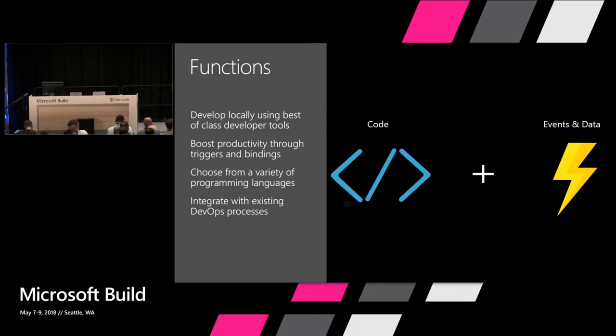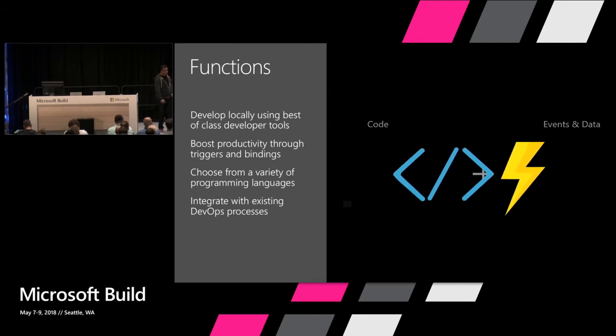You can just write a few lines of code, and we'll see as we go along how easy and simple it is. And functions boost productivity through triggers and bindings. We will talk more about them. And you can choose from a variety of programming languages: C#, F#, JavaScript, TypeScript, or Java. You can choose any of the languages to write functions. And it can really integrate with existing DevOps processes.